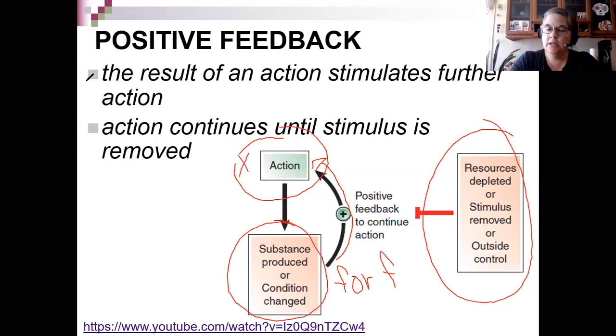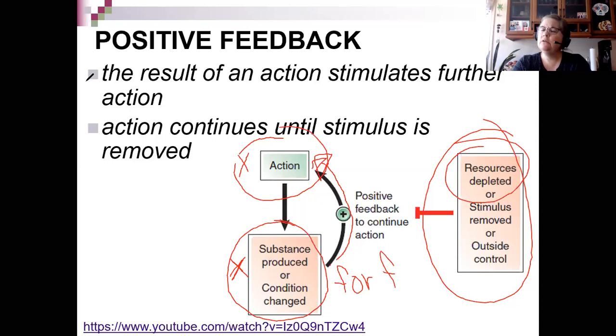That suckling action causes a particular hormone to be released. We'll talk about that hormone a little bit later. So this hormone gets released. As long as the suckling action happens, the hormone is released and milk keeps being released from the breast. But as soon as the suckling action stops, or the resources are depleted and there's no more milk, then it stops.